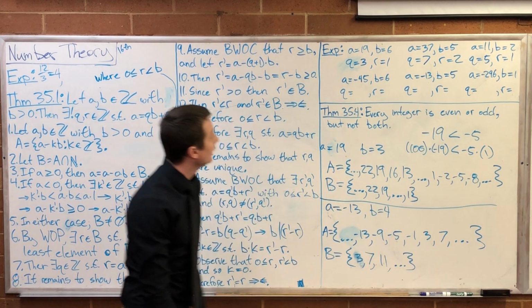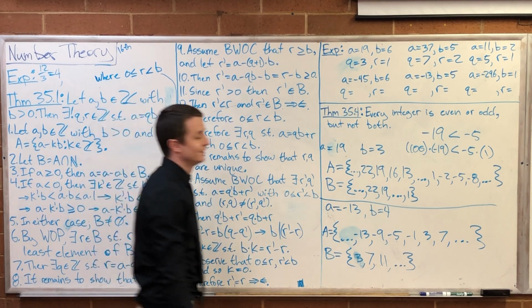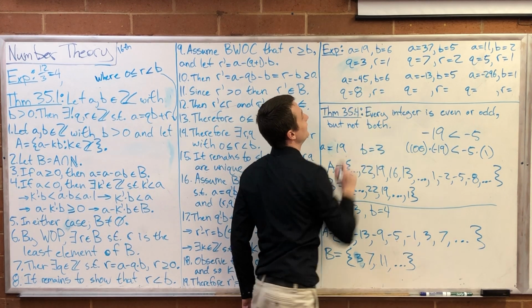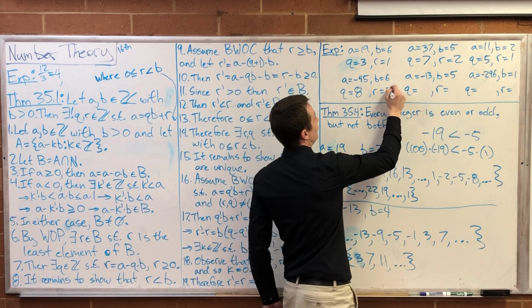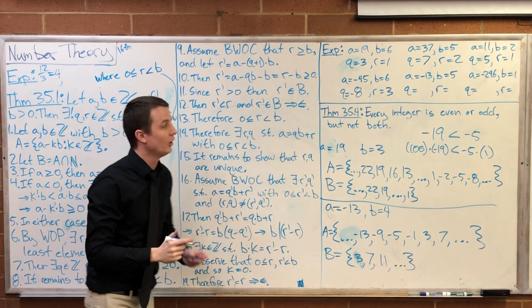Next one. A is negative 45, B is 6. The quotient is negative 8 and the remainder is 3. Good catch. All right, that one might have been a little bit harder for some of you.